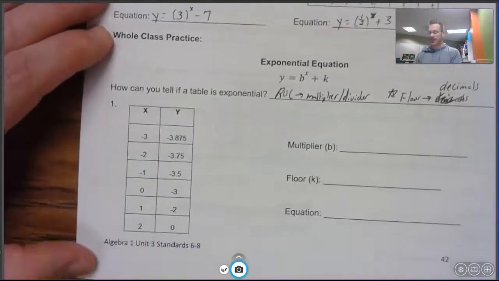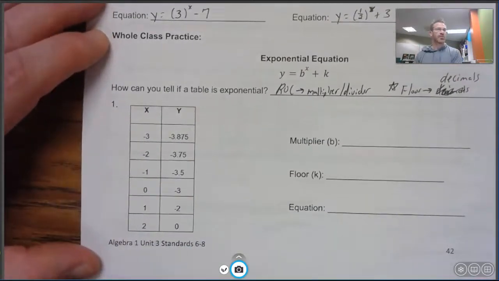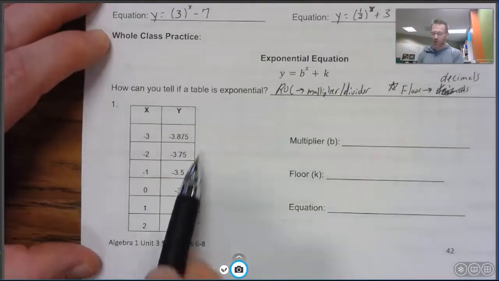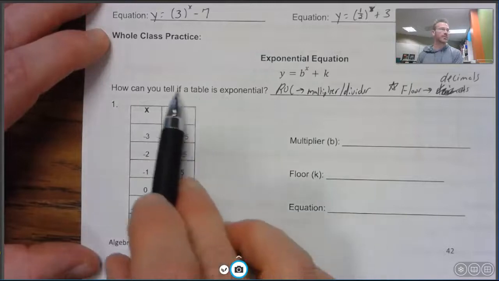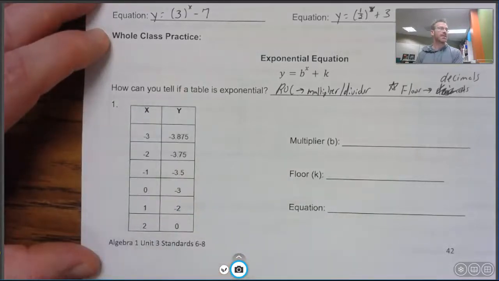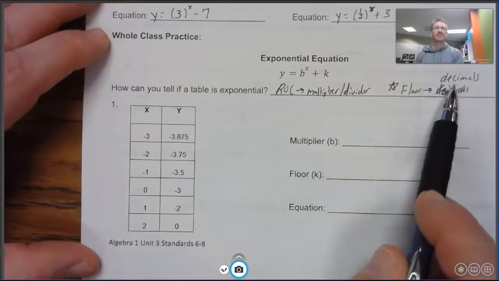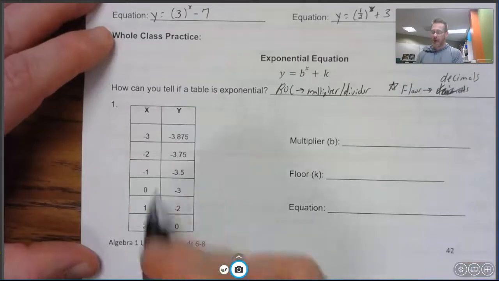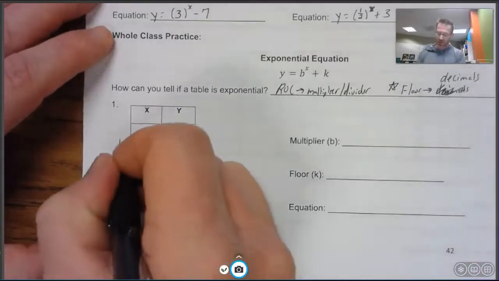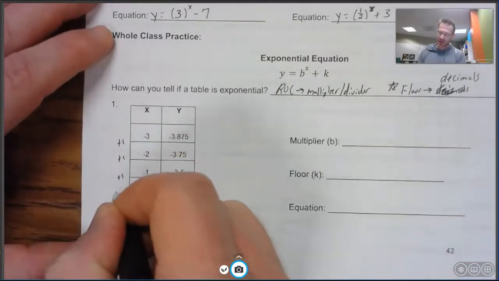Now let's look at our table here. Once again, let's see if we can transfer some things that we've been talking about. We always want to look for a turning point first, and when we scan this table, I don't see a turning point. I do see those decimals, so maybe this is exponential. Now let's look at those rates of change to see if we can confirm that.